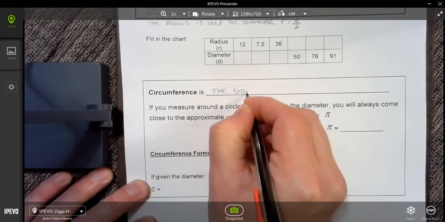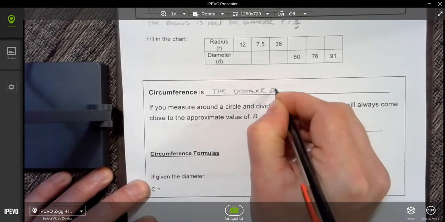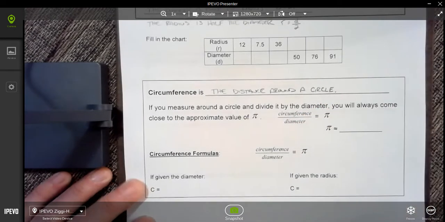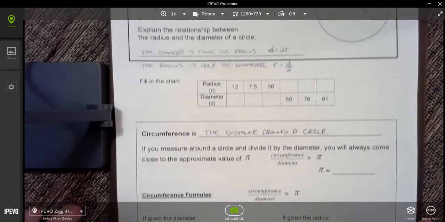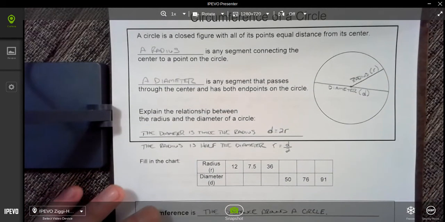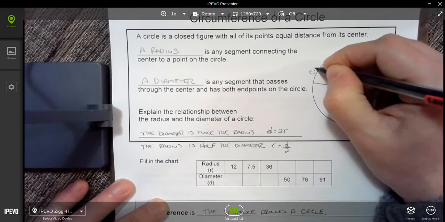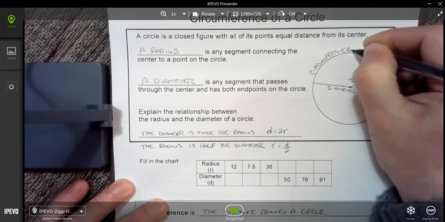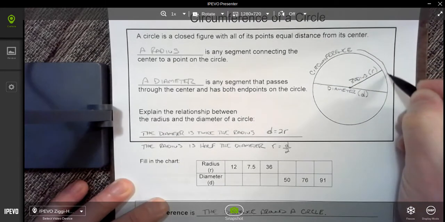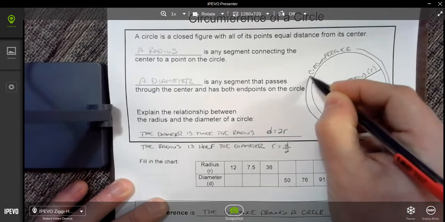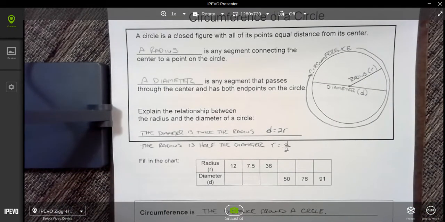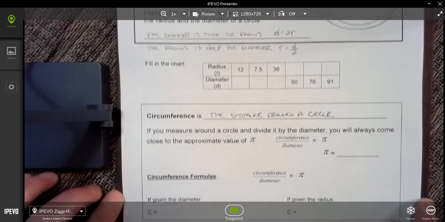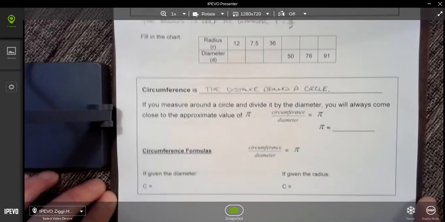The distance around a circle. Okay, and if we go back up to our diagram that we have up at the top here, the circumference, I'm going to go ahead and label this all the way around. Circumference is the distance all the way around the circle. Okay, and so when we're trying to calculate what the circumference of a circle is, that's what we're trying to figure out. What is the distance around that circle?